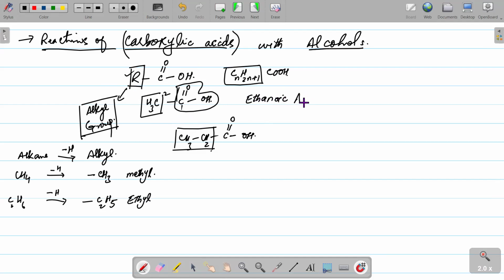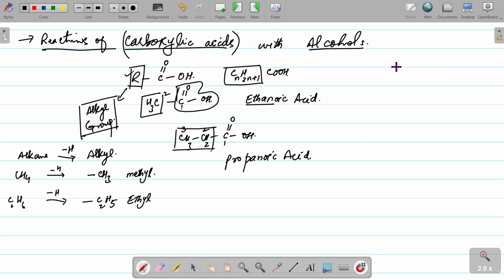So its name will be ethanoic acid. Why did I use the word ethane? Because there are two carbon atoms. So here it is propanoic acid. Why? Because you can see there are three carbon atoms. Clear? Okay, so the general formula of these carboxylic acids is R, C double bond O and OH.